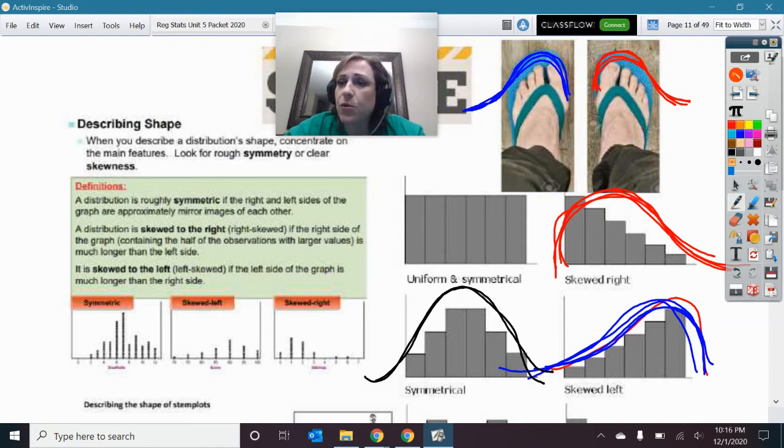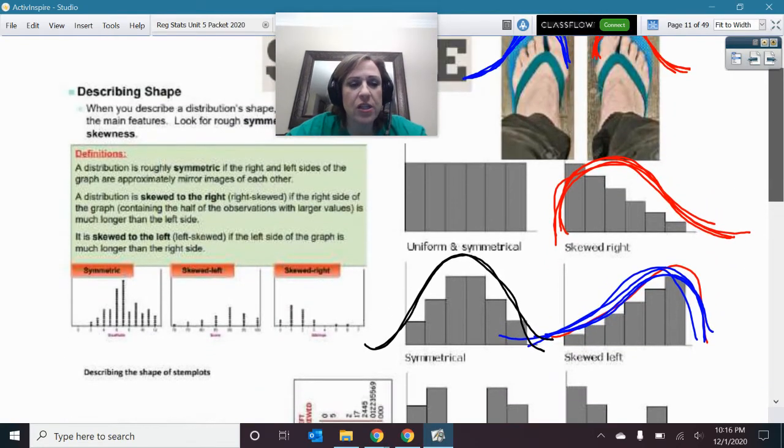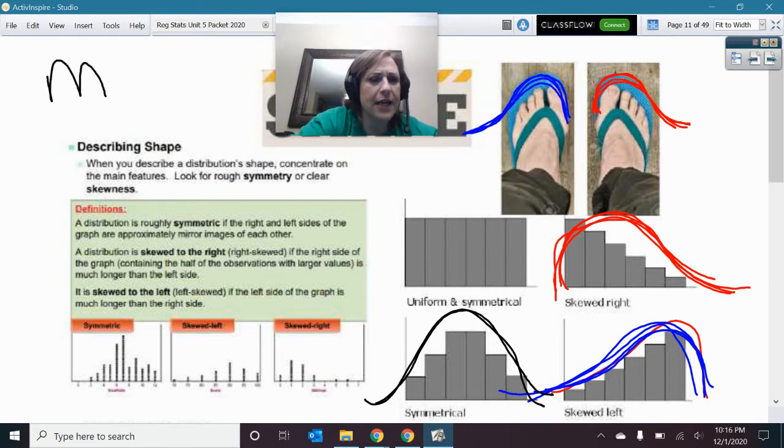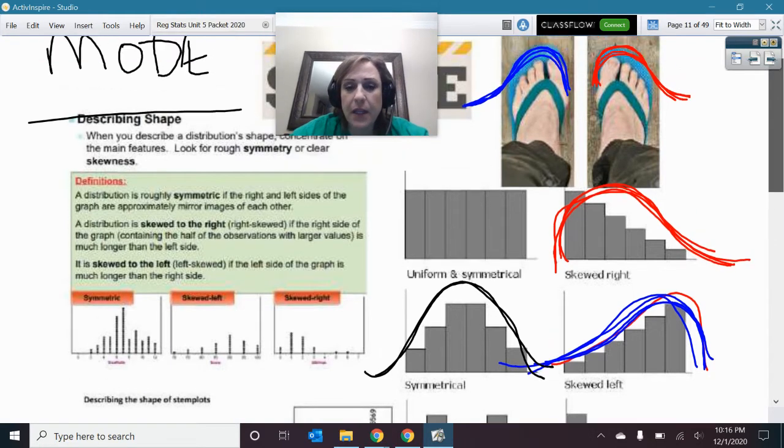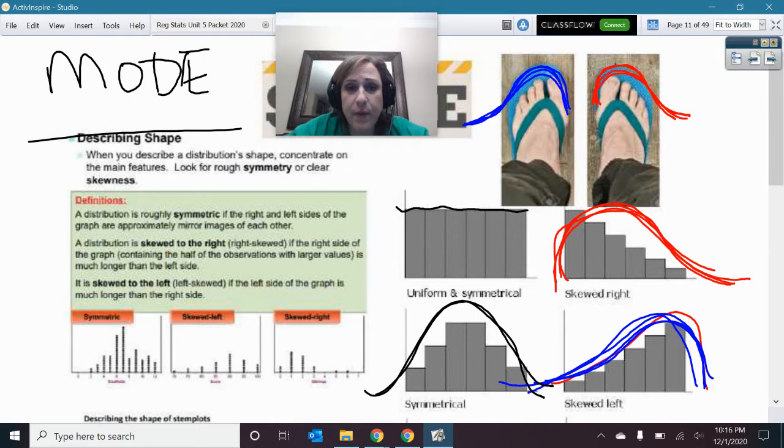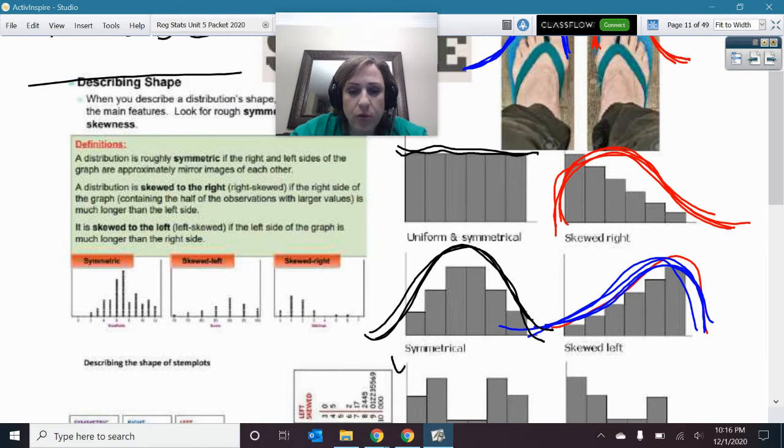Then we also want to talk about how many modes. I don't think I even wrote that on there, but a mode is where the most is occurring. This one does not have a mode. It's uniform, and it is symmetrical. This one here has one mode. It is unimodal. This is also unimodal. Mode is the most. It has one peak. Unimodal.